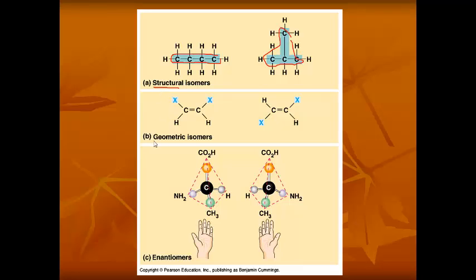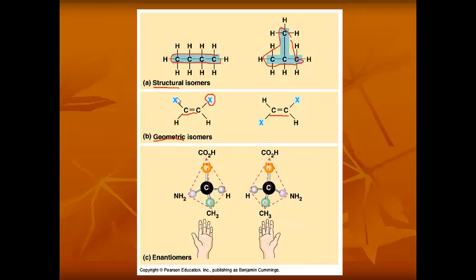Next, we have a geometric isomer. Again, they have the same molecular formula, different arrangement of atoms. In this case, they have the same carbon backbone, but they have a different arrangement of groups that branch off of the carbon backbone. The groups that branch off of the carbon backbone are called functional groups and are shown in X right here. With geometric isomers, you often have a different arrangement of functional groups around a double bond.